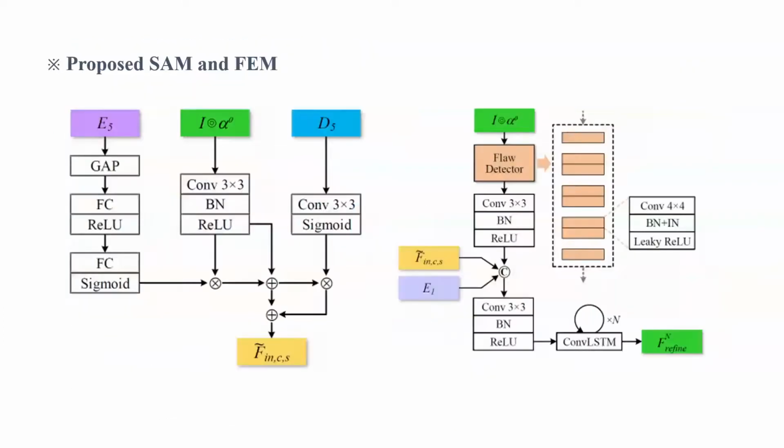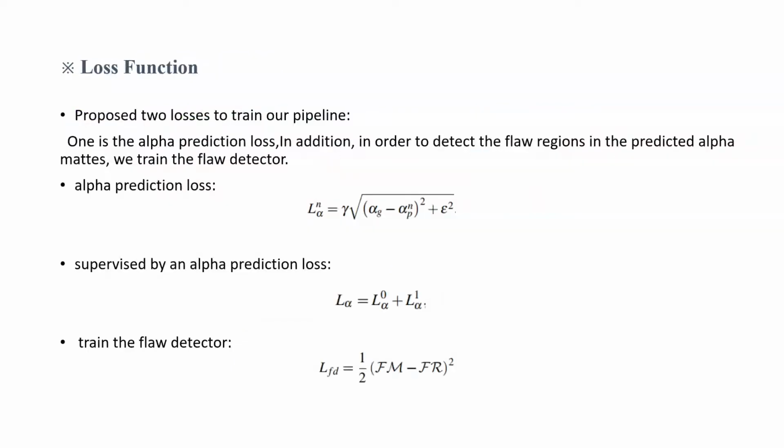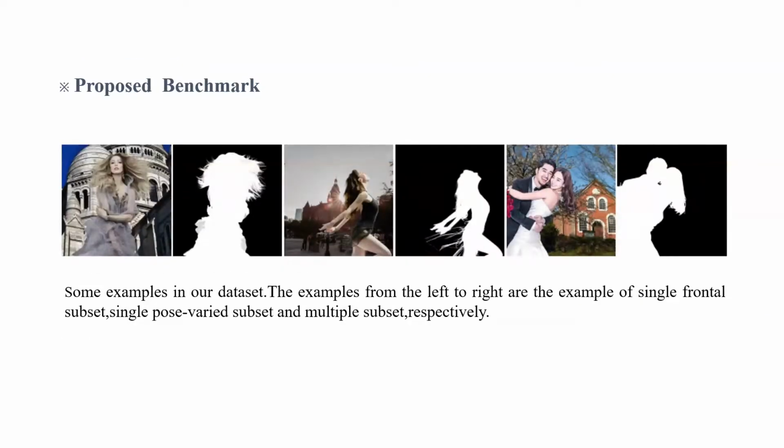These figures show the detailed description of our Semantic Addition module, SAM, and Flaw Elimination module, FEM. We leverage two losses to train our pipeline. One is the alpha prediction loss. We also provide a benchmark. Here are some examples in our dataset.